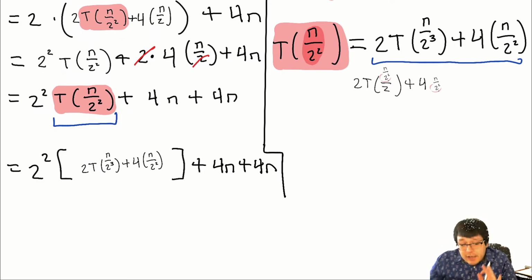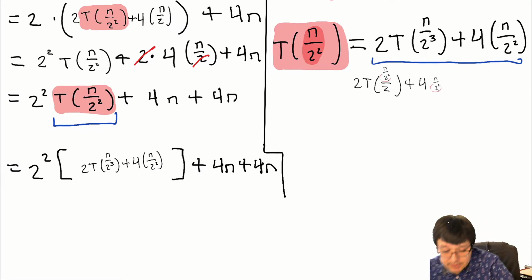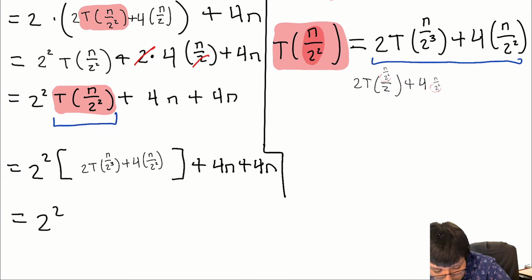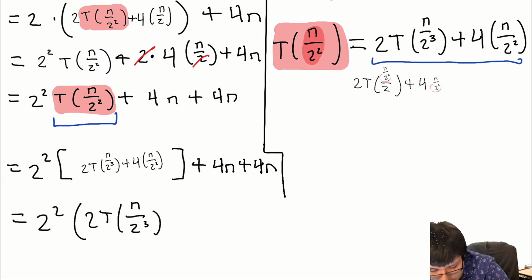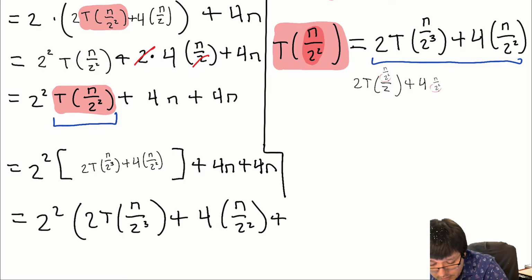Cool. So I went ahead and did that. So let's go ahead and simplify a little bit. Again, replace those with parentheses. So right now we have 2T of n over 2 cubed, plus 4 times n divided by 2 squared, and then the 4n.